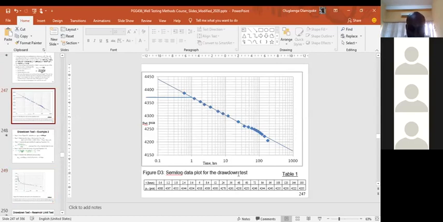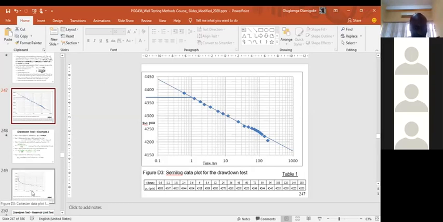So take a look at this plot. I was the one who charted this. This is a semi-log plot. On the semi-log plot, the straight line portion refers to infinite acting radial flow. I don't mind you saying it after me. Infinite acting radial flow. So the next question is, what is infinite acting radial flow?